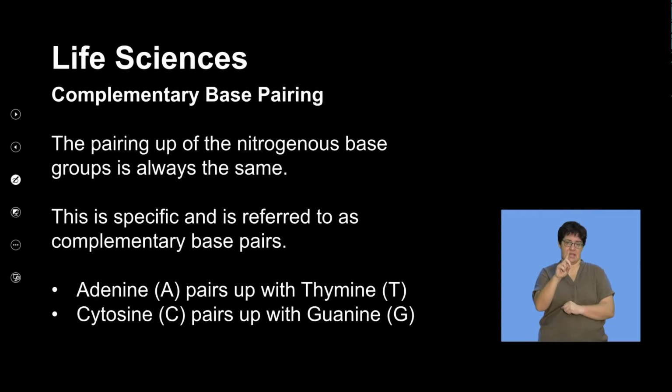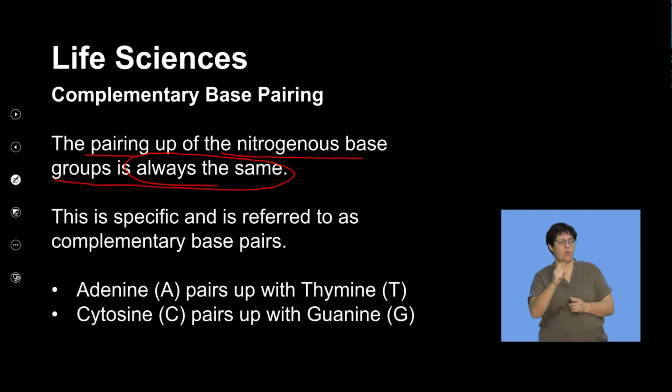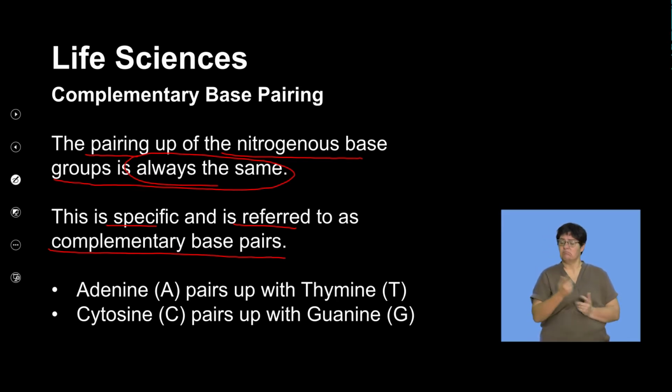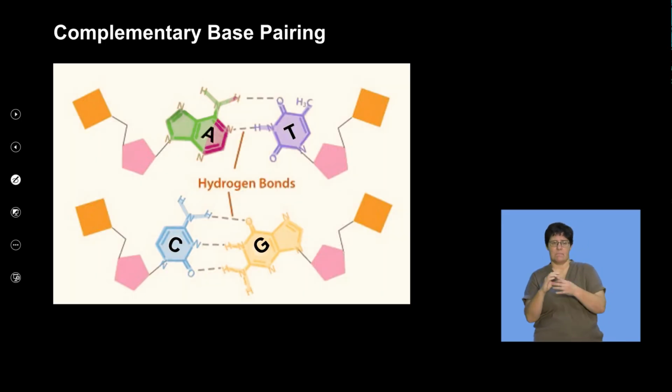So let's unpack that. These base pairs of nitrogenous bases always pair up in a similar complementary pattern. This is specific and is referred to as complementary base pairs. I'm going to pause here and give you a chance to look at what I mean by this. Essentially, your complementary base pairing refers to the following: in a base pair, adenine will always pair up with thymine, and likewise, cytosine will pair up only with guanine. Now let's try and understand that in the context of a diagram.